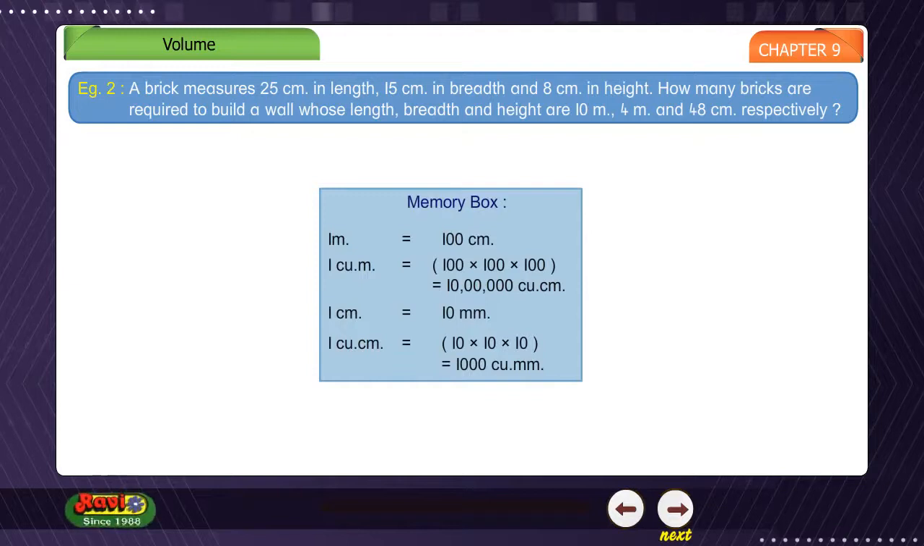Memory box. 1 meter is equal to 100 centimeters. 1 cubic meter is equal to 100 into 100 into 100, is equal to 10 lakh cubic centimeters. 1 centimeter is equal to 10 millimeters. 1 cubic centimeter is equal to 10 into 10 into 10, is equal to 1000 cubic millimeters.